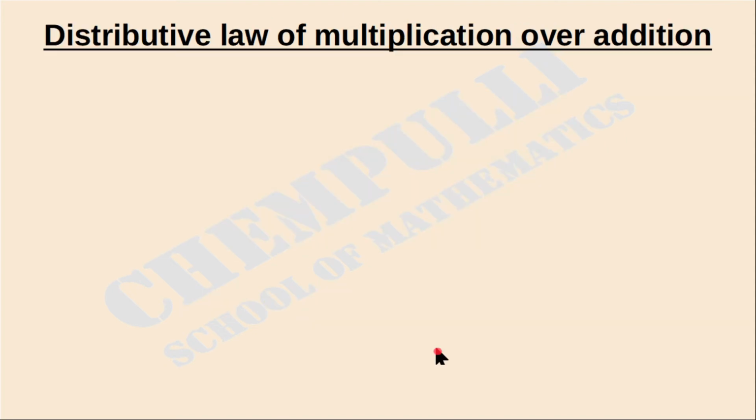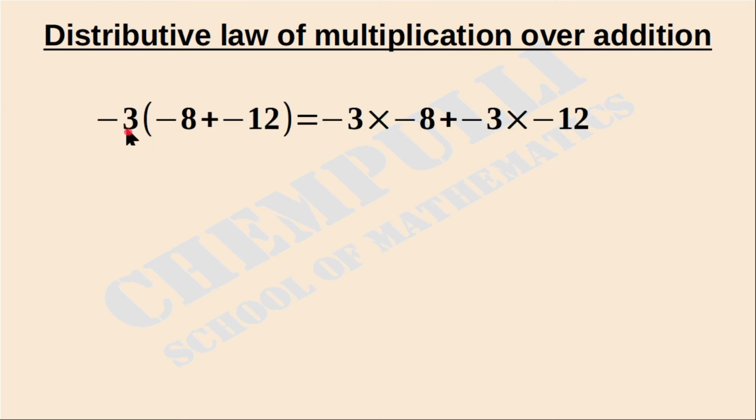The next one is the distributive law of multiplication over addition, with the number negative 3. Here there is no operation shown, which means the operation is multiplication. Read it like this: negative 3 times the quantity negative 8 plus negative 12 is equal to negative 3 times negative 8 plus negative 3 times negative 12. Then I'm going to explain this part. First is negative 3 times negative 8, that is this part.